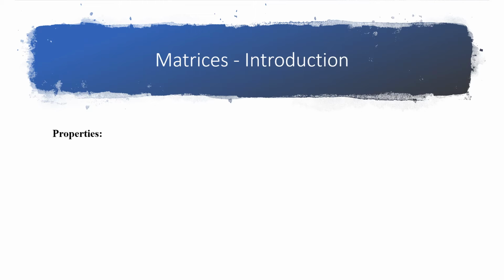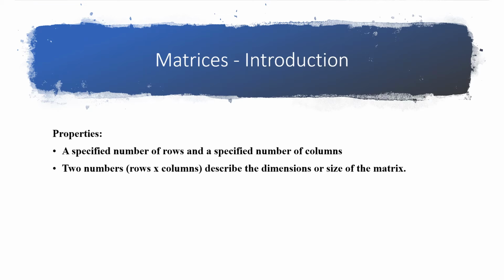All right, so we definitely have some matrix properties that we can look at. First, each matrix has a specified number of rows and columns. It's never undefined. We know exactly how many rows and columns each matrix has. So we have two numbers, rows by columns, that describe the dimensions of a matrix. As in the last example, we can define every single matrix by its rows and columns.